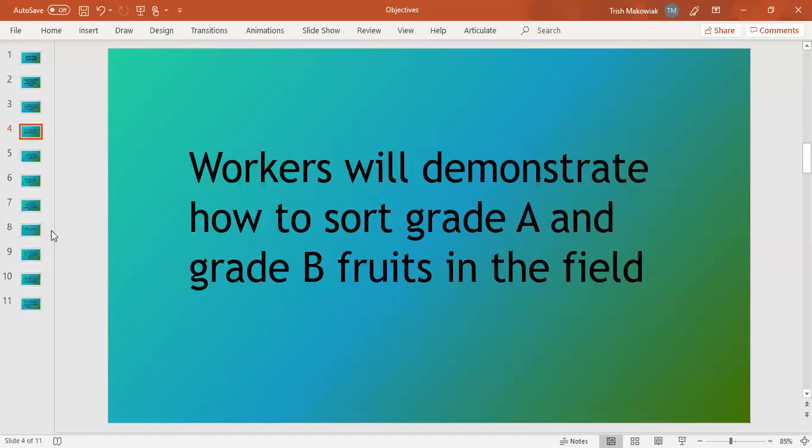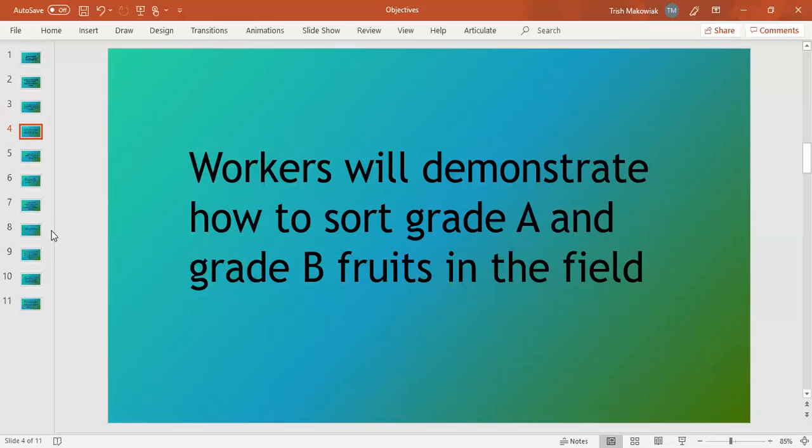Here's another one. Workers will demonstrate how to sort grade A and grade B fruits in the field. What do you guys think about this one? No. Nope. Okay. It needs a condition. Well, you need some criteria for how you're going to determine what is A and B. Okay, so what if they've already learned what A is and what B is and they're in the field? This is one of those fuzzy ones, I think. Yeah.